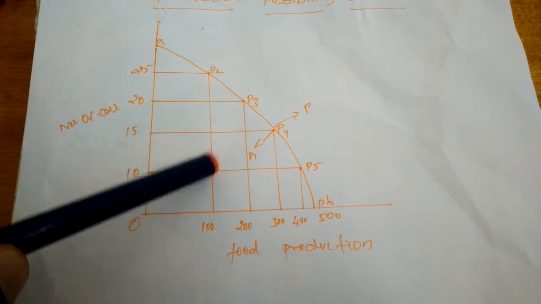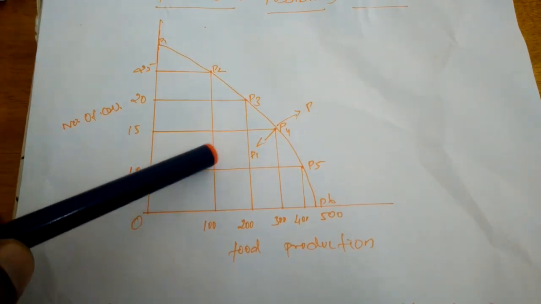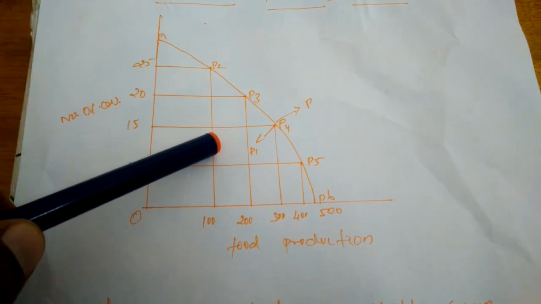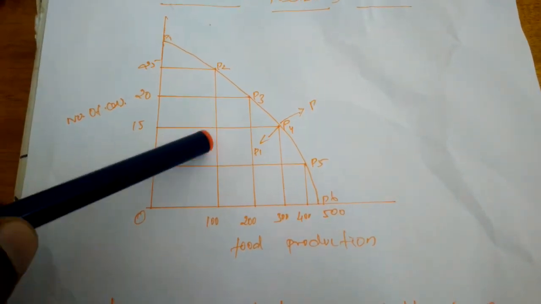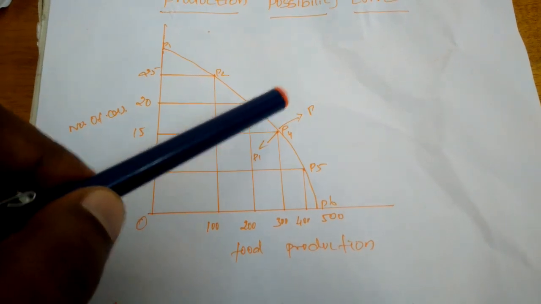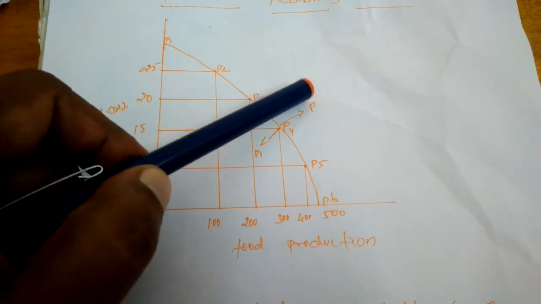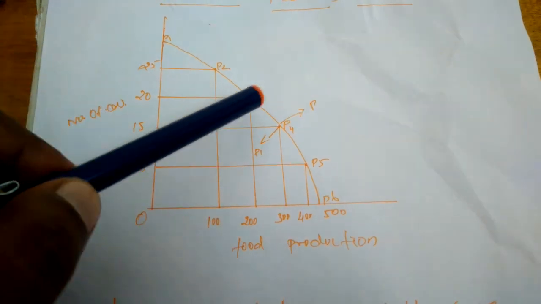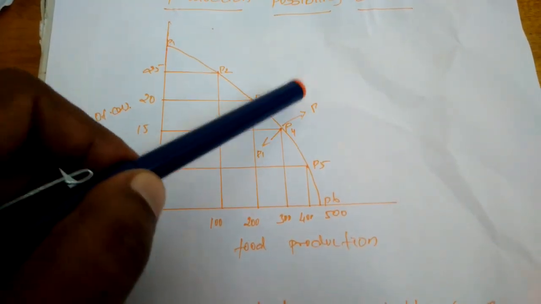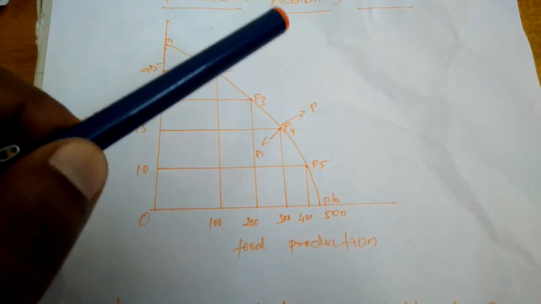Below this locus of the possibility curve, no nation will select any point, because if it selects any point under the locus, the natural resources will be wasted. At the same time, no nation will be able to produce beyond the locus of the possibility curve, because the natural resources are not sufficient to produce that commodity.